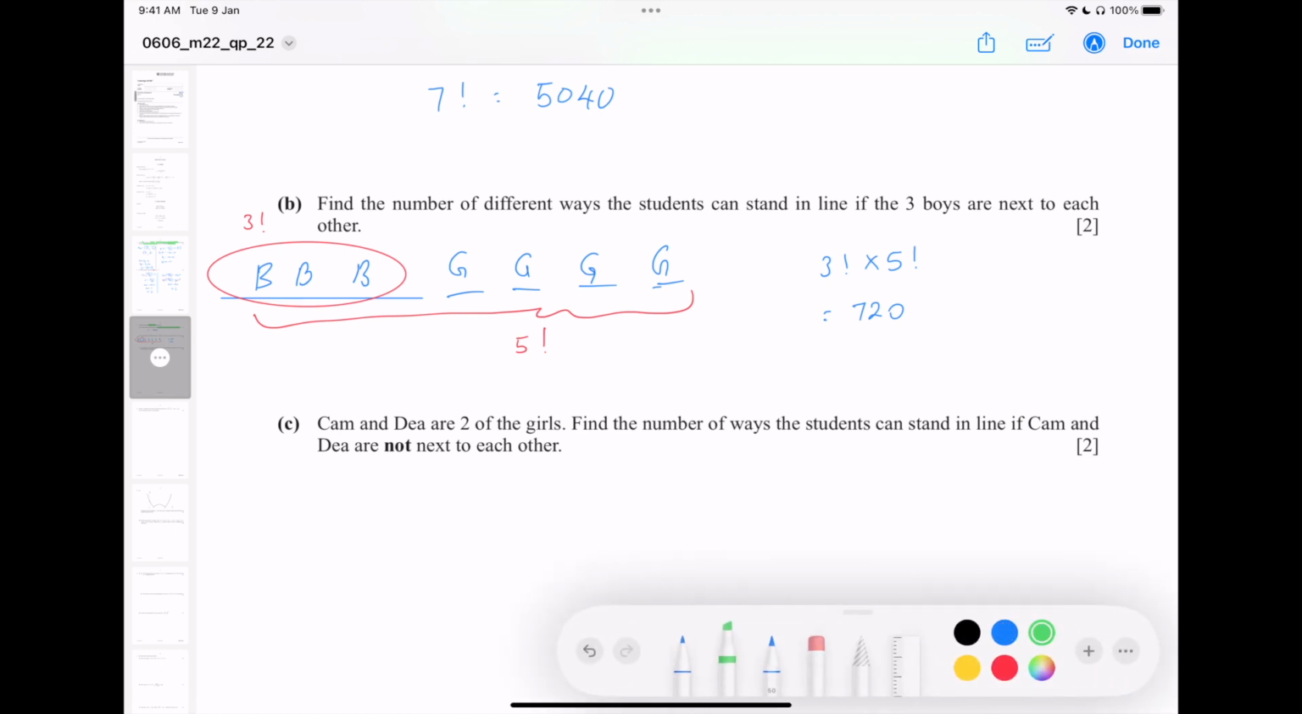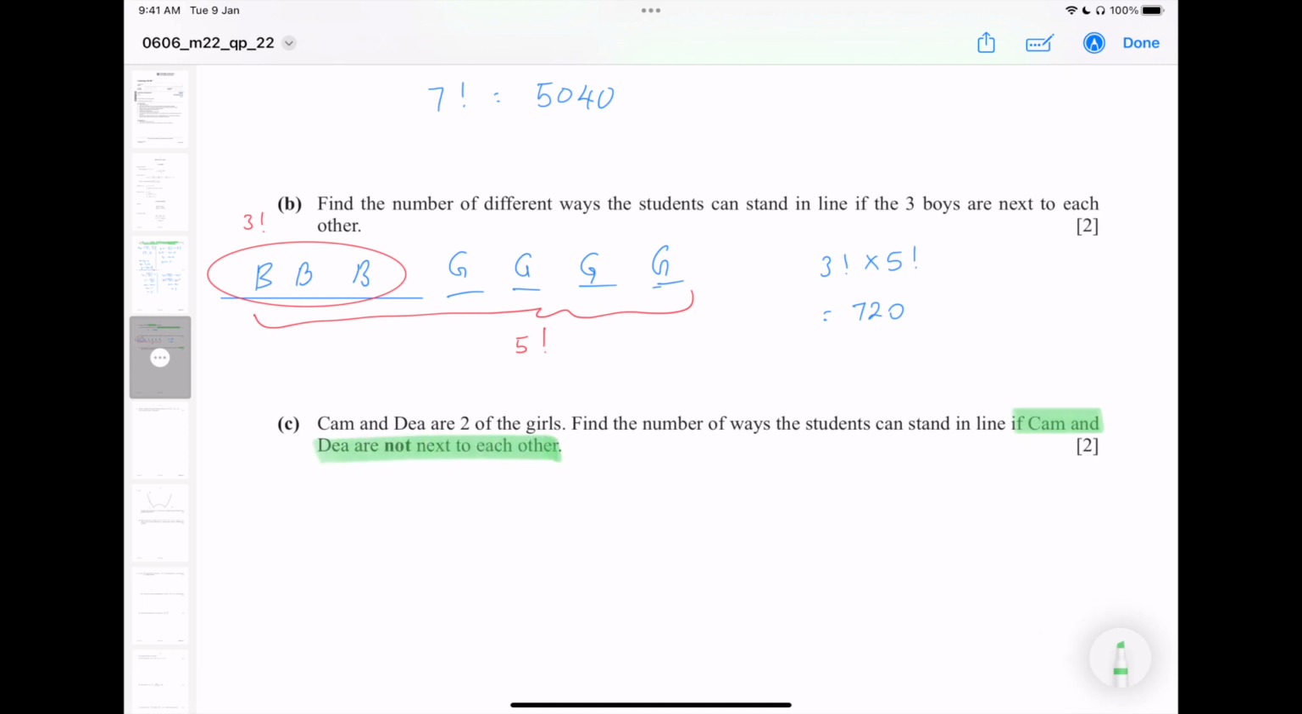Okay, next. Cam and Dea are 2 of the girls. Find a number of ways they can stand in line if Cam and Dea are not next to each other. Okay, this is complicated because not next to each other means there could be 1 boy between them, 2 boys between them, 3 boys between them. There's just too many possibilities, and I get too lazy to count all of them. Plus, it's only for 2 marks.